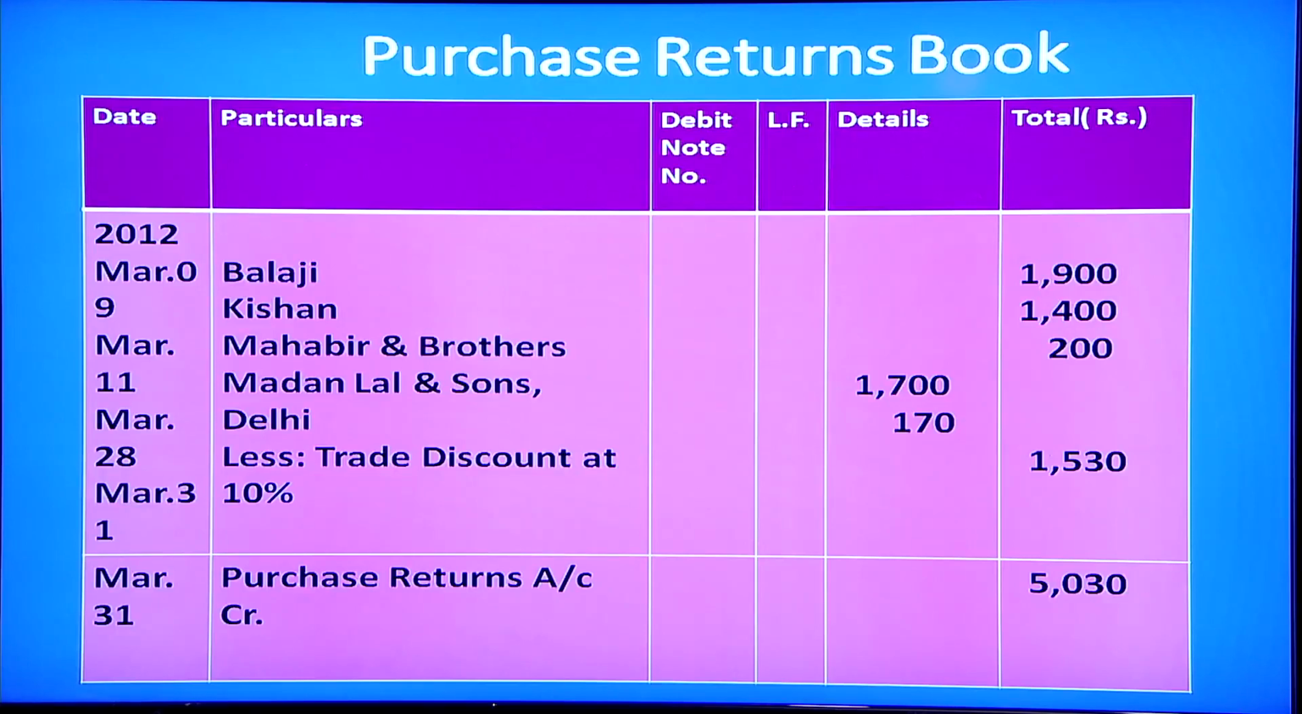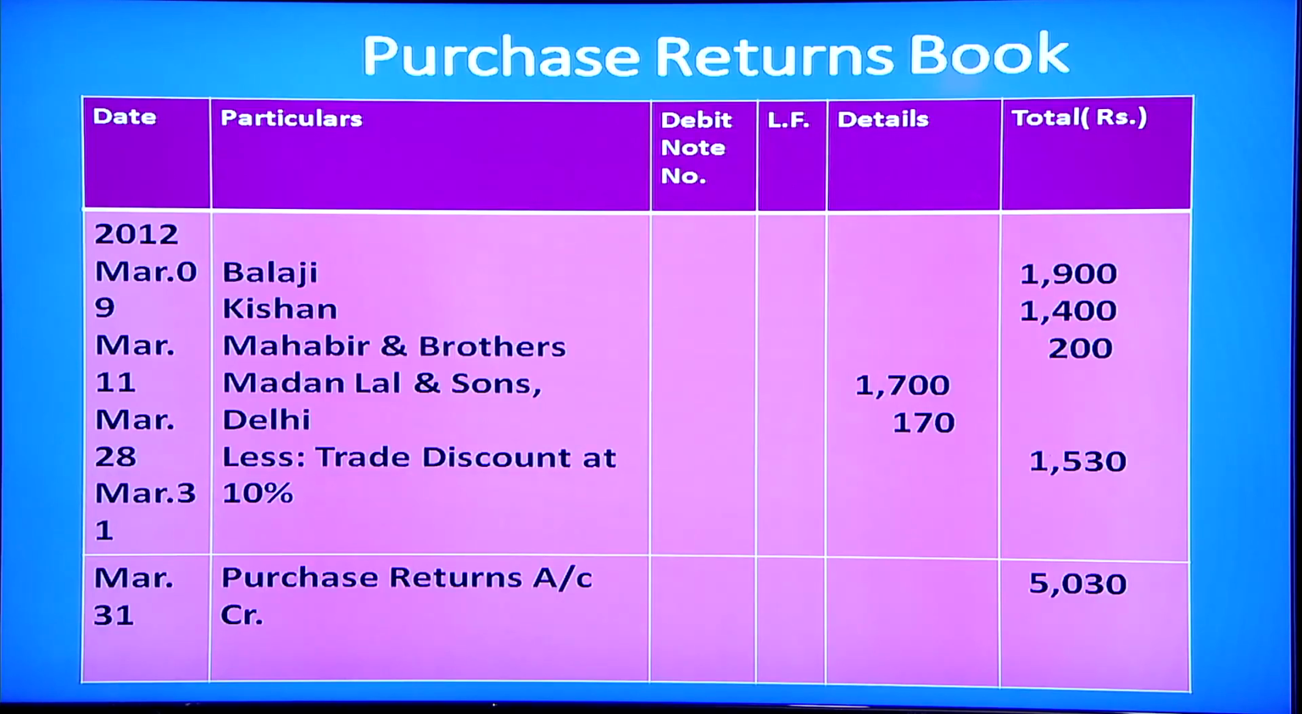And we have returned goods to Kishan on March 11th. The details of the person, that is Kishan, will also come in the particulars column, and the amount in the respective column. Similarly, the details of the supplier from whom we bought and how much amount is returned will be written in the particulars and amount columns. Corresponding dates will come. But here, if there is any discount, then you have to deduct that discount and the remaining amount will come in the outer column.